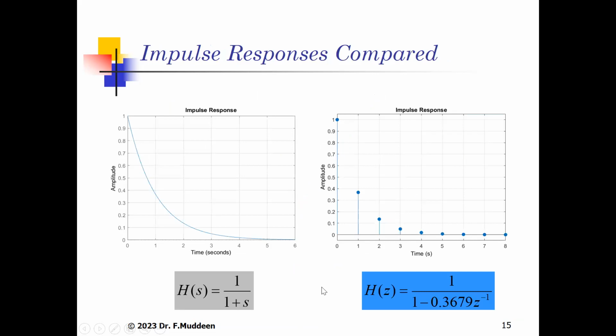But look at the impulse responses. Remember what we did is a transfer function mapping. We're mapping the impulse response for H(s) to the impulse response for H(z). So if you look at these two charts side by side, the one on the left is continuous time, the one on the right is discrete. And look at the sampling points here. And you will notice that the impulse responses match.